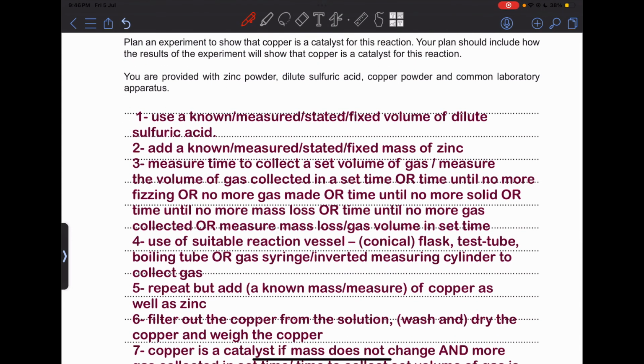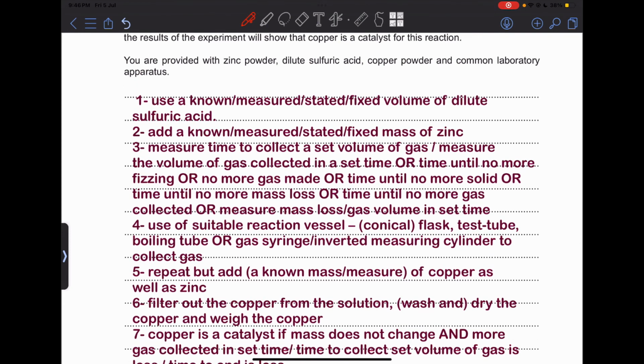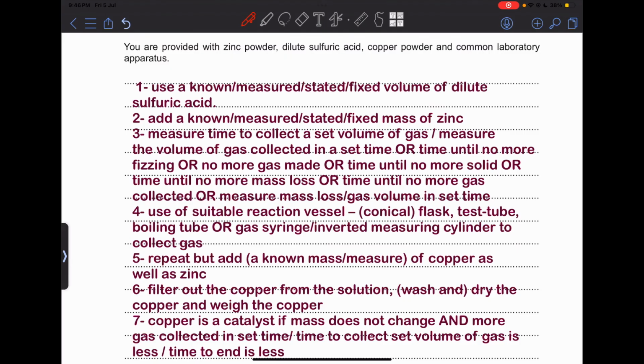So first of all, you can write it down in either points, numbered steps, or paragraphs. Use a known or stated or fixed volume of dilute sulfuric acid. You have to say how much you used, for example 500 milliliters or whatever. You have to state the volume. Now add a known or measured or stated fixed mass of zinc to that sulfuric acid and measure the time to collect a set volume of gas.